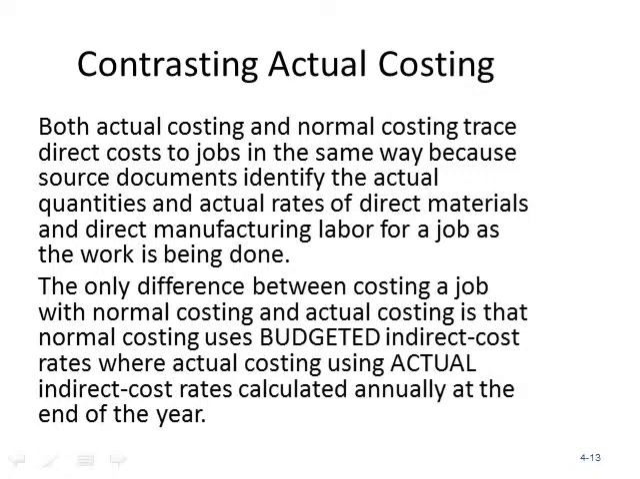As we see here, the only difference between actual and normal costing is the way the rates are calculated to allocate indirect cost. In normal costing, we use budgeted indirect cost rates, whereas in actual costing, we use actual indirect cost rates. If we are using actual cost rates, clearly we have to wait until the period or year is over to obtain those rates.